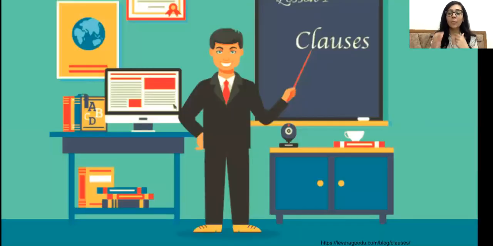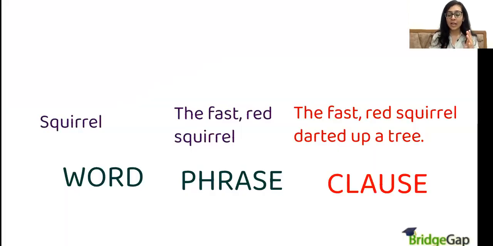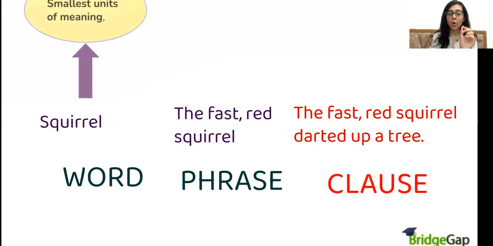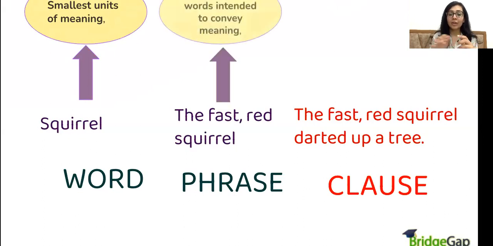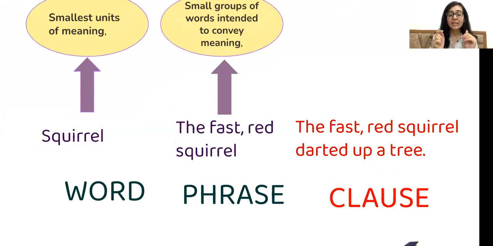So let's understand in a more detailed manner what exactly is a clause. So understand, a word is just the smallest unit of meaning. It doesn't convey any meaning as such in detail. It's just the smallest unit. I have just one word, squirrel. Phrase. Now what is a phrase? A phrase is a small group of words intended to convey a meaning. As I mentioned, it's just a group of words which has an intention but is unable to make complete sense.